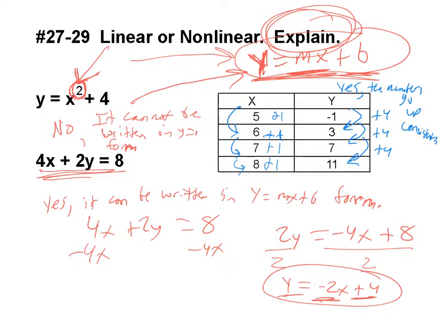So be careful when you're explaining today. Don't just say, yes, it's linear. No, it's not linear. That doesn't truly explain why. Either, yes, it can be written in y equals mx plus b form, or no, it cannot be written in y equals mx plus b form. And for these table ones, either say, yes, they go up consistently, or no, they don't go up consistently, okay? That'll be how you explain those. Do those problems while that's fresh in your mind.